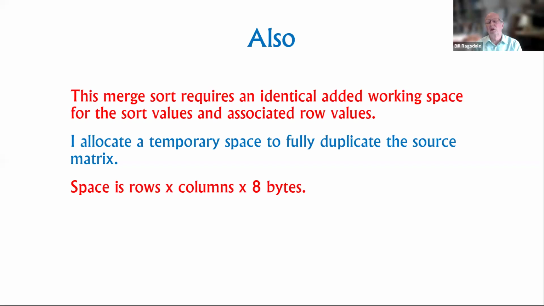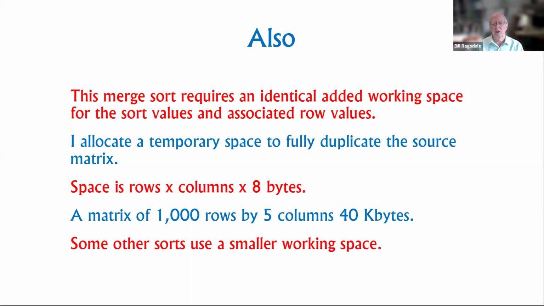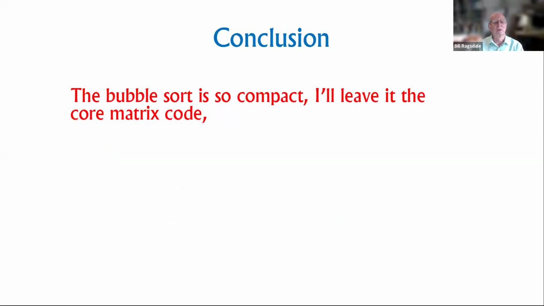The space needed for this extra storage space is the number of rows times the number of columns times 8 bytes. As an example, for a 1,000-row matrix by 5 columns, this would be 40 kilobytes. This is not terribly significant, say, running at a PC computer level, but it might be a problem if you're doing an embedded system on having that extra memory available. There are other sorts that use a smaller working space, and that certainly is worthy of research.